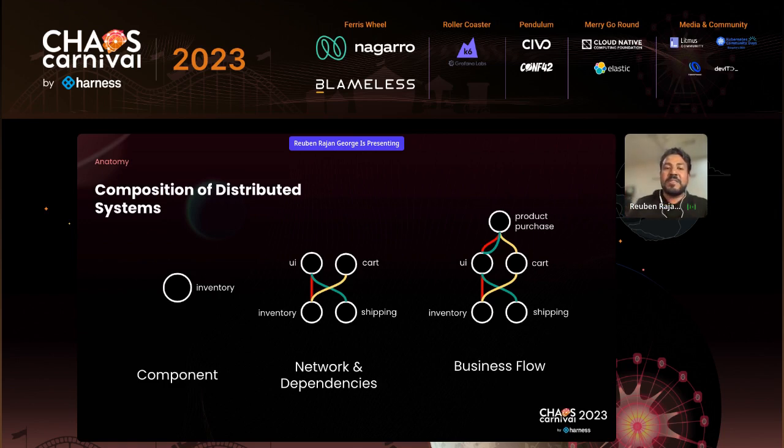And here the components are the lowest level, or the atomic elements, such as this inventory service, which is implemented as a microservice, an application on a VM, or a serverless component. Then we have the network and dependencies, which include network components, physical or software-defined, caches, queues, and middleware, all of that to either orchestrate or pace the traffic. And business flows, which are the end-to-end integrated systems that service a particular business process.